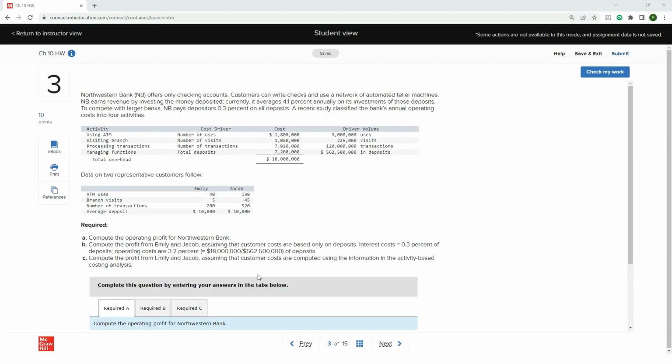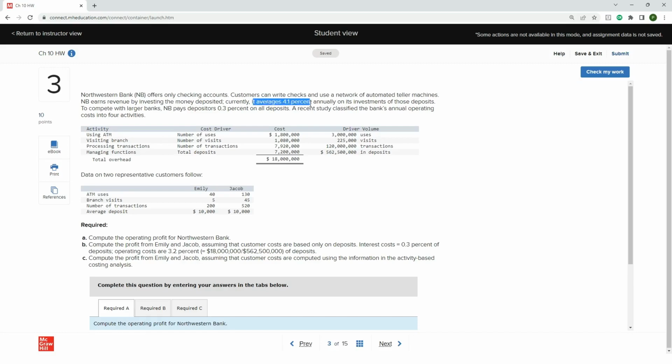Northwestern Bank offers checking accounts. Its customers can write checks and use ATMs. Banks earn money by investing the money deposited, and this bank is no different. So the money that customers deposit, the bank turns around and lends to other people who need to purchase things like houses or cars or whatever they might need a loan for.